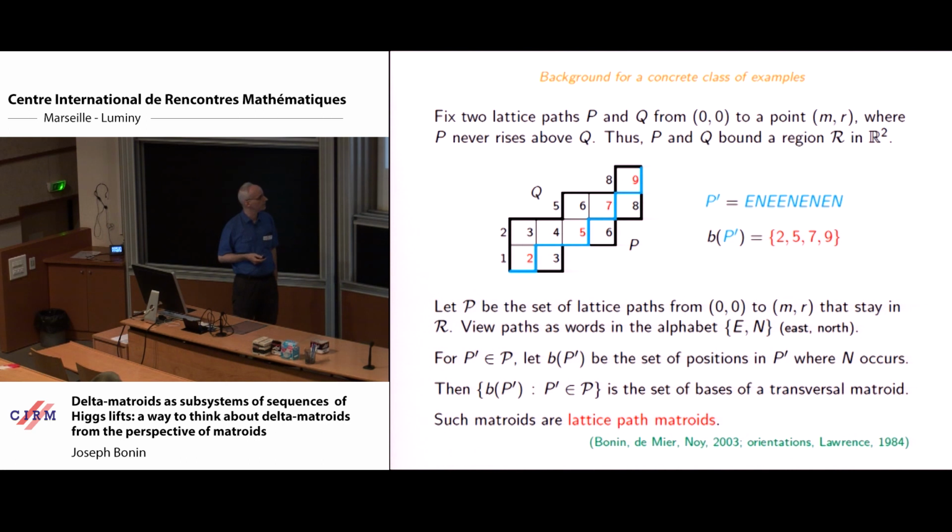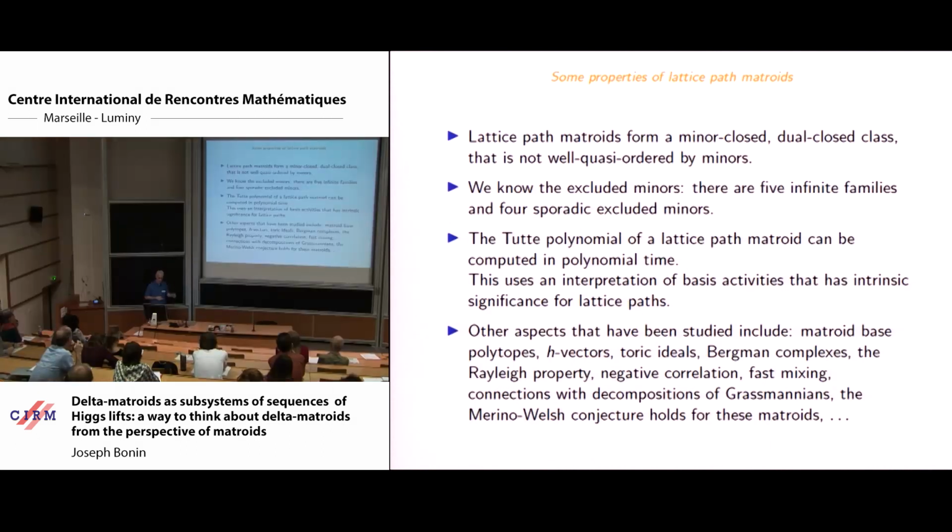We independently rediscovered them, but gave it that interpretation. So this is joint work with Anna Demir and Mark Noy. And I just mentioned briefly, these are actually really quite interesting matroids. They have a lot of nice properties. It's a minor closed, dual closed class of transversal matroids. They're not quasi-ordered. There are infinitely many excluded minors, but you can actually write them all down.